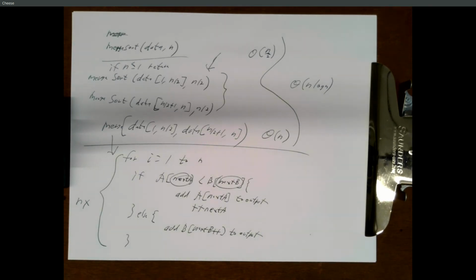Is there a name for that series? That n, n over 2, n over 4, n over 8, it's a geometric series. So n log n is a good place to be sort-wise.